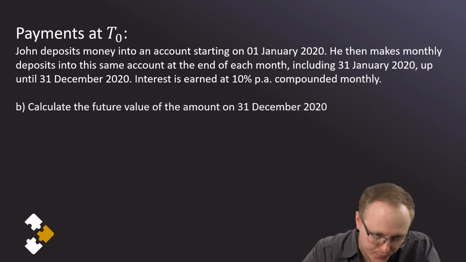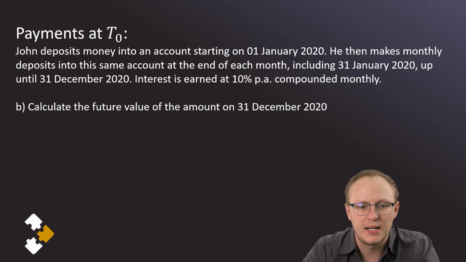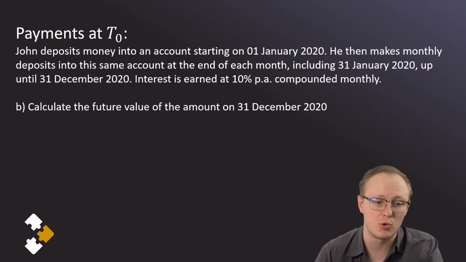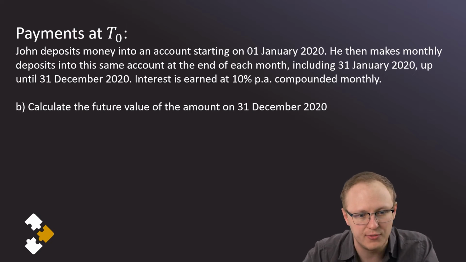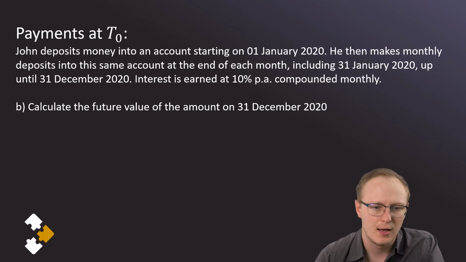Right, so then let's see here. John deposits money into an account starting on the 1st of January 2020. He then makes monthly deposits. Wow, I'm having deja vu. Oh yeah, it's the same question, but we need to calculate something else. It says we've got to calculate the future value of the amount on 31 December 2020. Okay, so now we're dealing with future value, right?